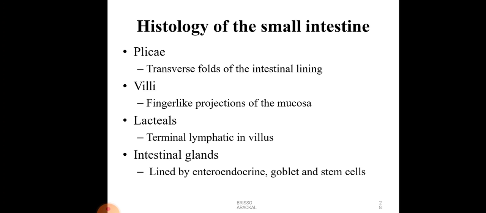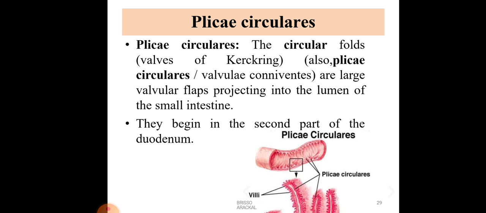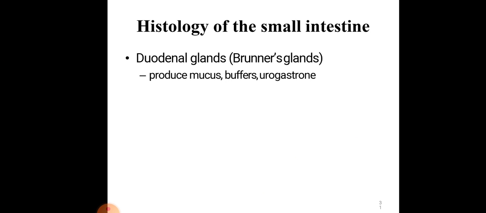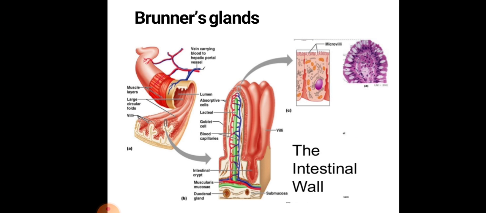Now come to the histology of the small intestine. In this we have the plicae. These are the transverse folds which we have read. Then the villi. These are finger-like projections of the mucosa. So these are the plicae circularis, the circular folds. These are also known as valves of Kerckring or valvulae conniventes. These are large valvular flaps projecting into the lumen of the small intestine, and they begin in the second part of the duodenum. So here we can see the plicae circularis. Now in the duodenum we have Brunner's glands which produce mucus and buffer the gastric acid secretions.